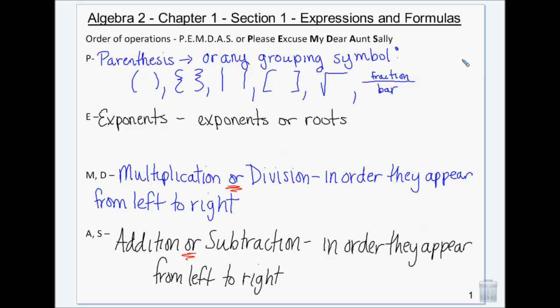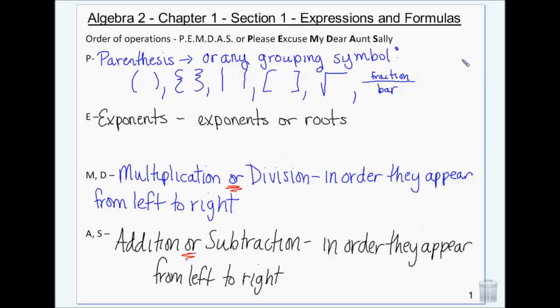So, order of operations, PEMDAS: Please Excuse My Dear Aunt Sally. One of my students made up: Purple Elephants Munch Daisies All Saturday. So whatever works for you.